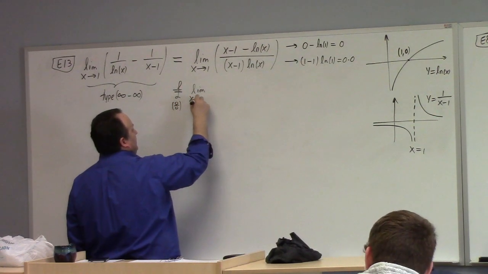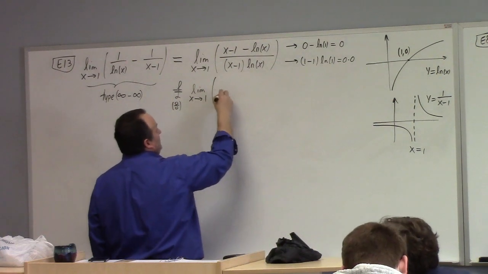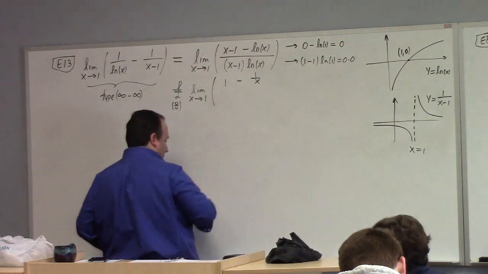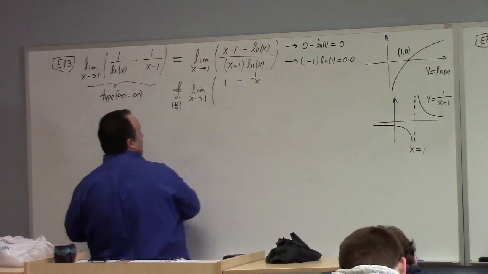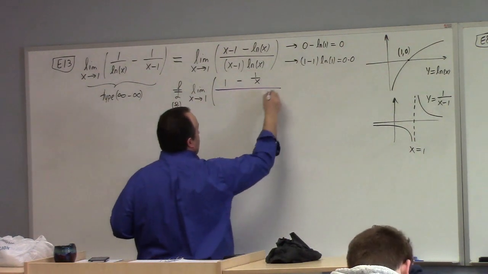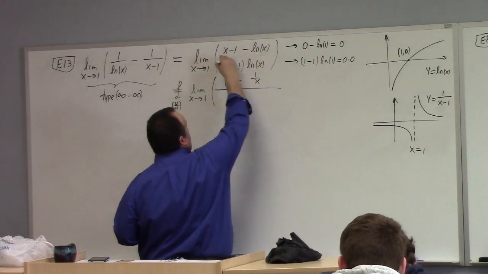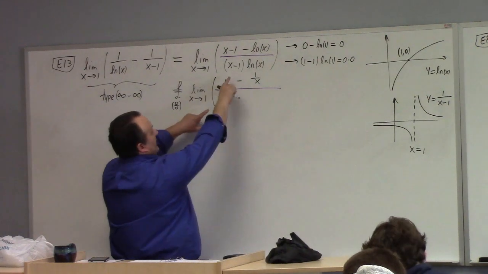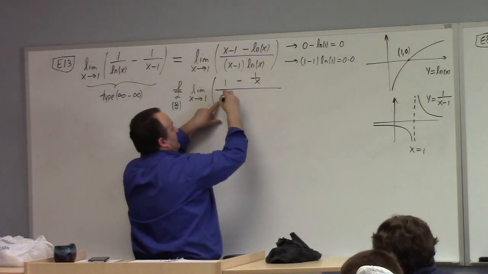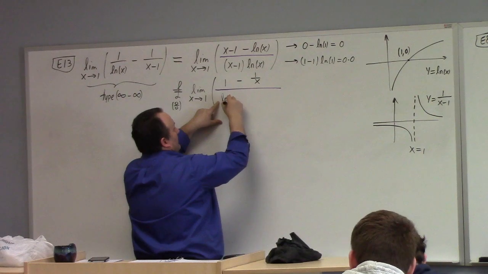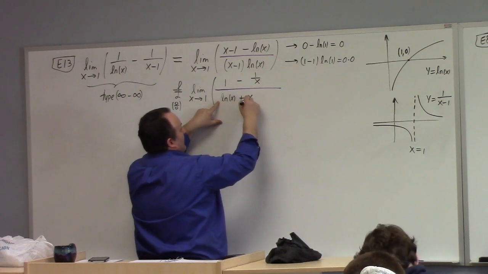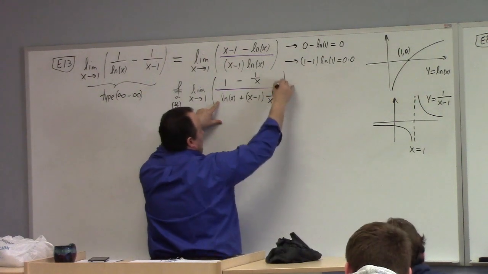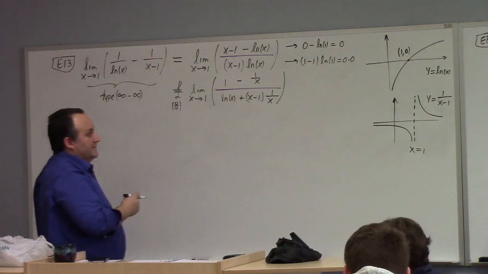Now the derivative of the top function is pretty easy. It's just 1 minus 1 over x, right? Let me use a different color for the dividing line here. All right. Now downstairs, I have the derivative of the first thing, which is 1. So I get log x plus x minus 1 times 1 over x, doing the product rule on the denominator.